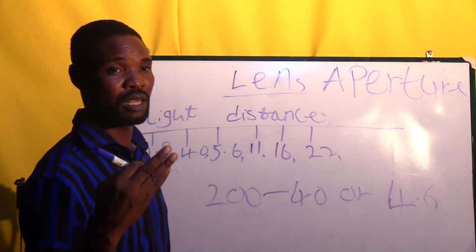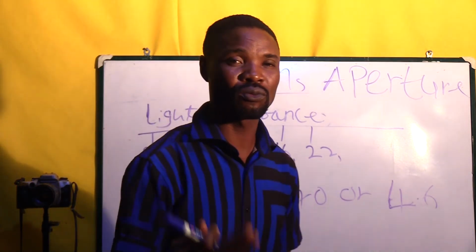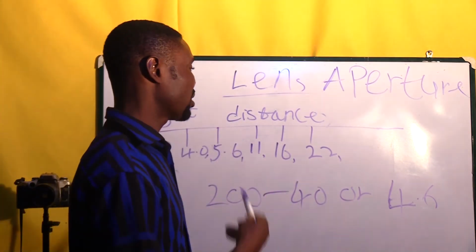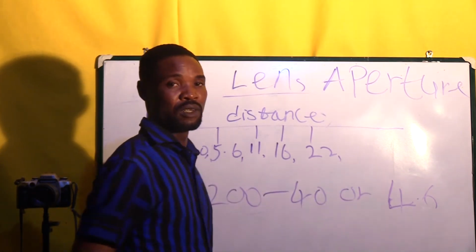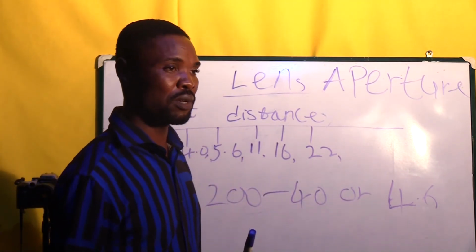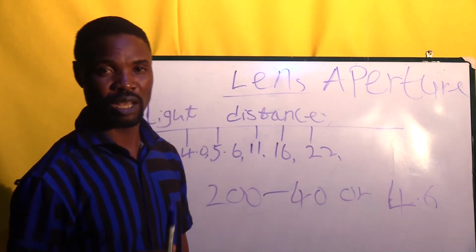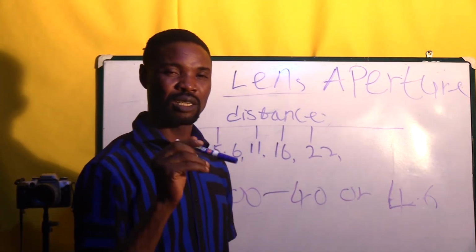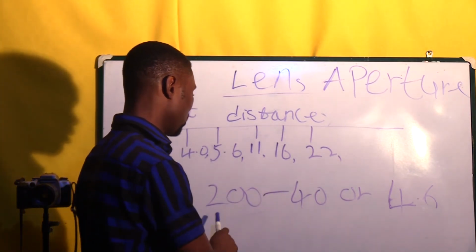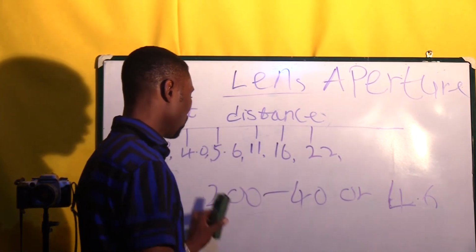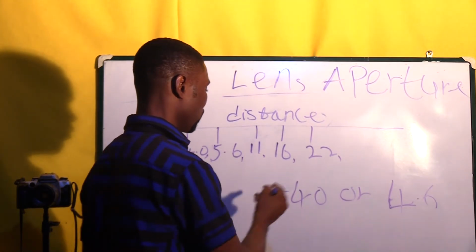We have Canon, we have Nikon, we have different products of camera. So the numbers are written in different ways, but they are all related. So it depends on how you understand your camera. That's why in our previous class, I taught you on understanding your camera so that you know how it functions. But in this case, we just learned about the function of ISO.